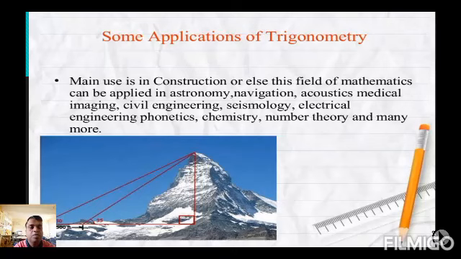Some applications of trigonometry: where we have to use it. Applications mean where it is used. It is mainly used in the construction area, in the field of mathematics, and can be applied to astronomy, navigation, acoustics, medical imaging, civil engineering, and so on. In so many areas we have to find the height of a building or the height of a mountain, whatever it may be, or the height of a pole. In some way, we have to use it.